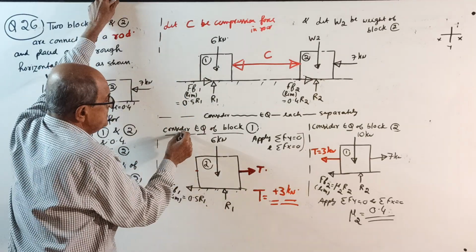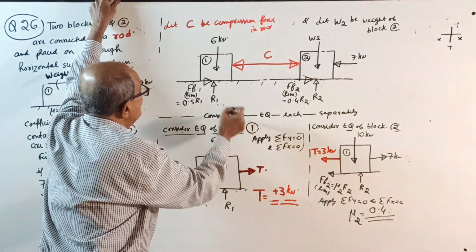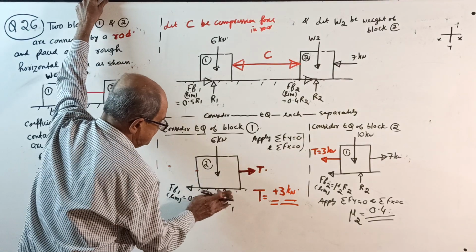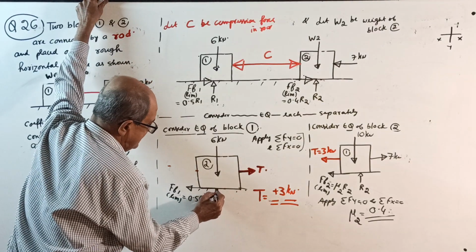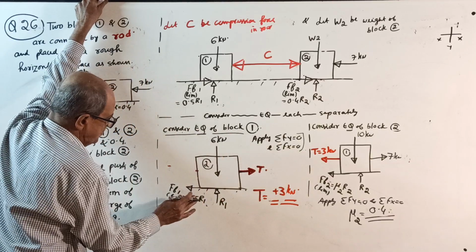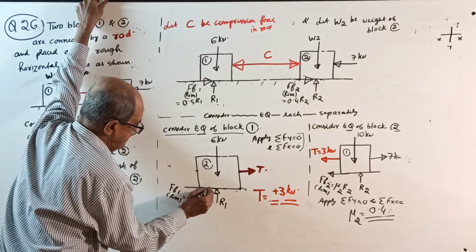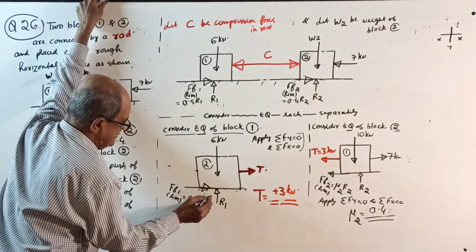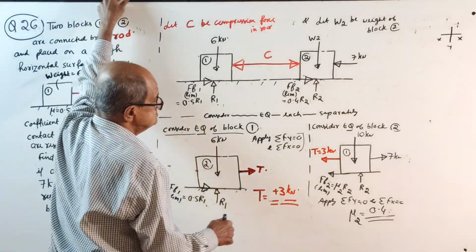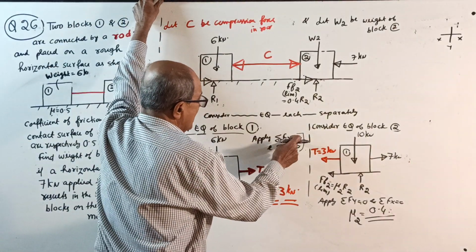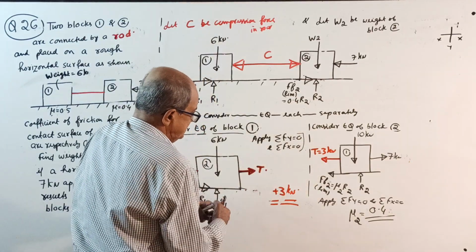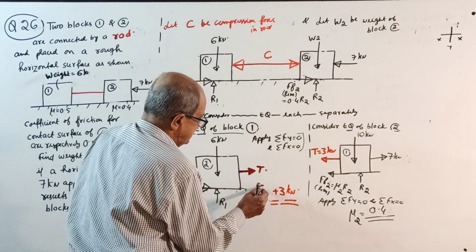So once again consider first the equilibrium of block 1. So 6 down, R1 slightly this side, but actually don't bother. If you have enough knowledge, you take care of it. R1, and frictional force is to the right side. How much? 0.5 R1. Okay. Apply sigma Fy equal to 0, sigma Fx equal to 0. You will get the compression C.